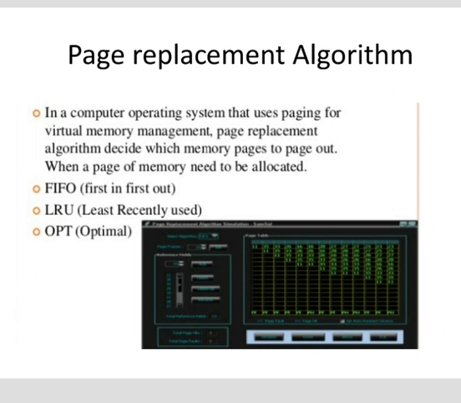The page replacement policy should minimize the fault rate, and the system performance is much better if a page that is heavily used is not chosen for replacement. So there are several algorithms for page replacement. These algorithms are the first in first out page replacement algorithm, next is the least recently used page replacement algorithm, optimal page replacement algorithm, clock page replacement, not recently used page replacement algorithm, and the second chance page replacement algorithm.